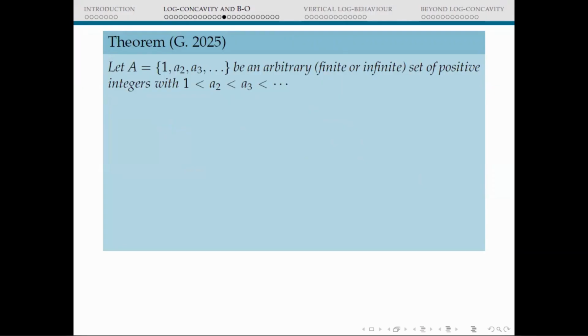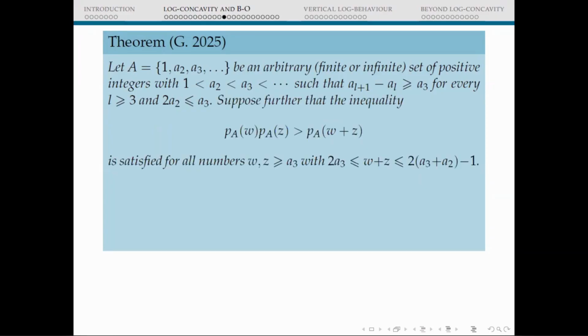We assume that A is of the following form. We have some additional requirements. For instance, that the difference between two consecutive numbers is at least A3 for every R greater or equal than 3, and the assumption that A3 is at least 2 times A2. If that is the case, and if we additionally assume that the Poisson-Ono inequality holds for small values of B and Z between 2A3 and 2A3 plus 2A2 minus 1, then we are able to obtain the Poisson-Ono inequality for all values of B and C.